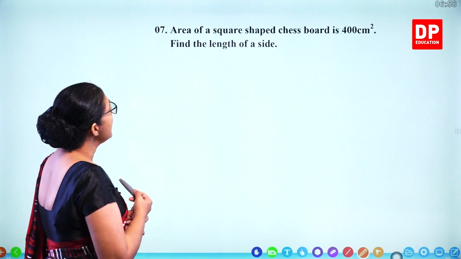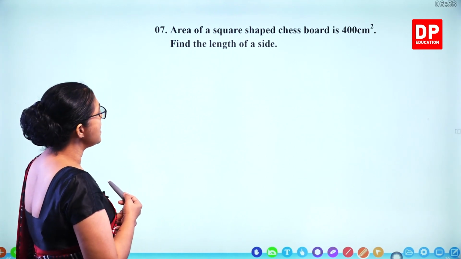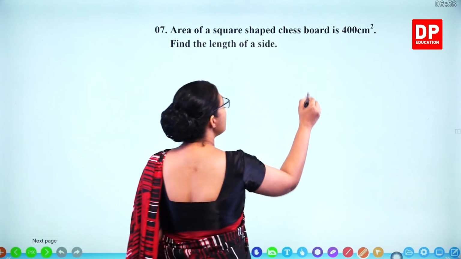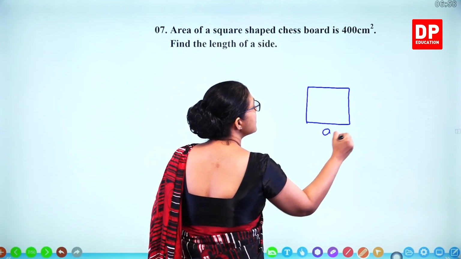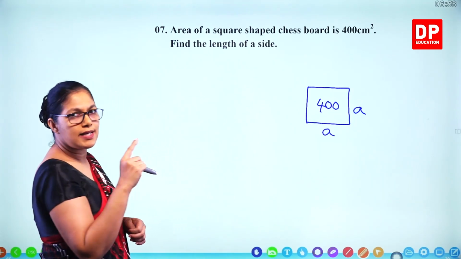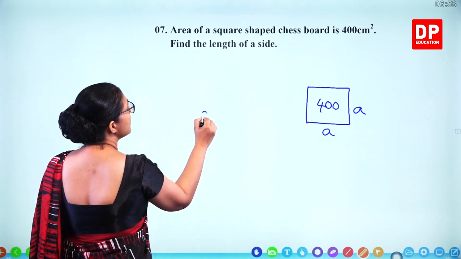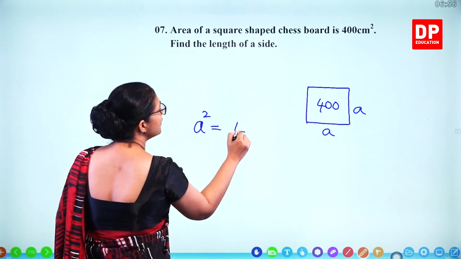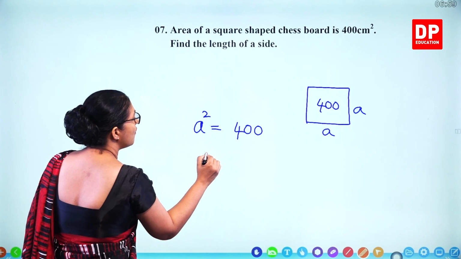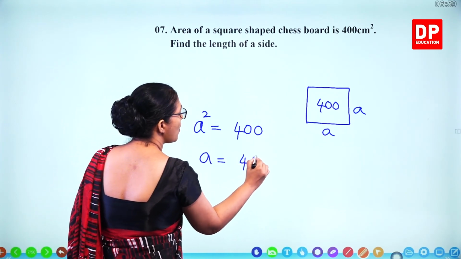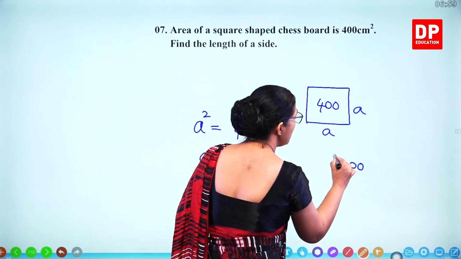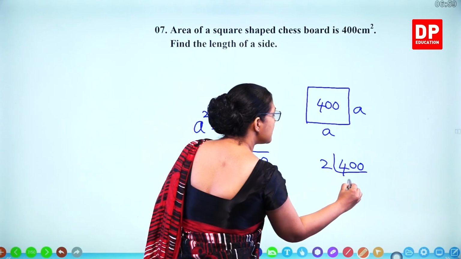Question number 7. The area of a square-shaped chessboard is 400 square centimeters. Find the length of a side. So that means the area of a square. If we say the side length is a, this is 400 square centimeters. So what is a? You have to take the square root value. a squared is 400, a times a. What is a? The side length is the square root of 400. How do you find the square root of 400? You write down prime factors.